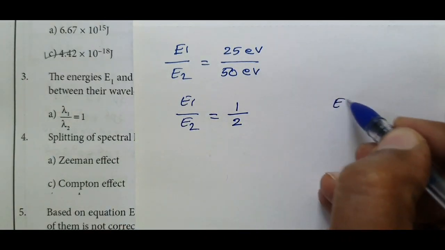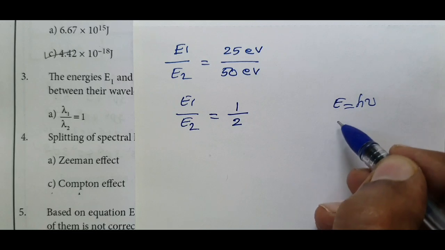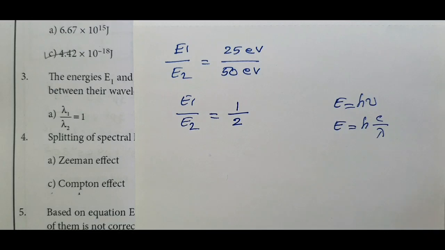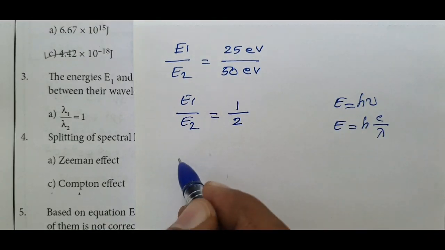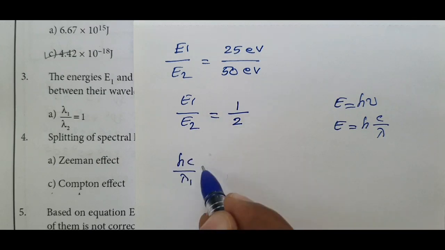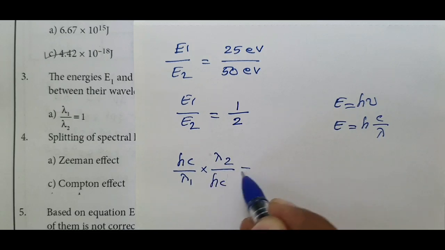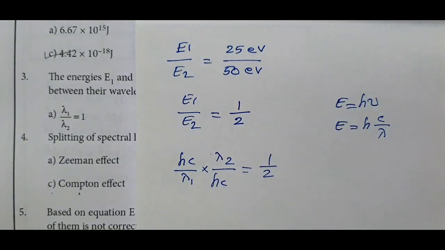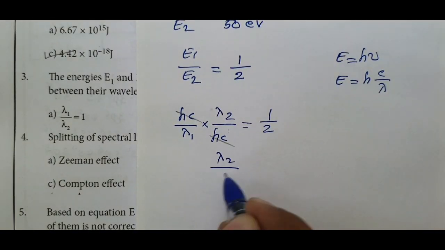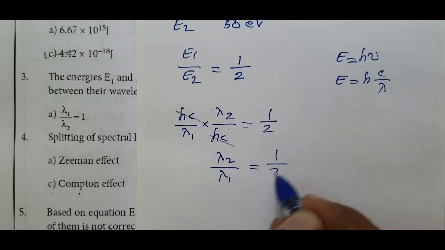What is the energy value? Energy equals h nu according to Planck's quantum theory, or E equals h into c by lambda. So for E1 write hc by lambda 1 divided by hc by lambda 2. When you bring to the numerator, lambda 2 divided by lambda 1, hc gets cancelled, equals 1 by 2. Therefore, lambda 2 by lambda 1 equals 1 by 2.